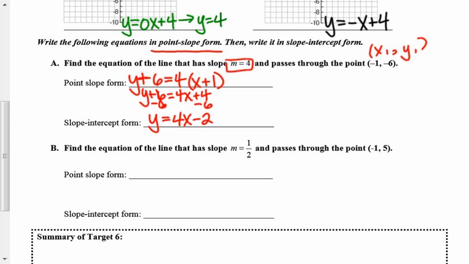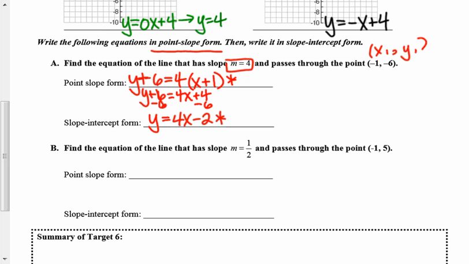minus 2. So if we were to graph this equation or this equation, they would actually be the same exact line. They would both have a slope of 4. They would both go through the point -1, -6. It's just two different ways to say the same thing.